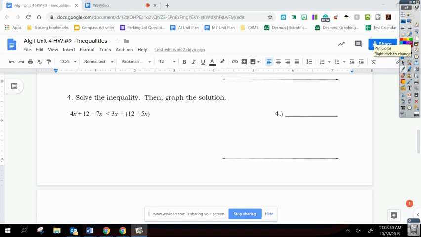Number 4, again, solving and graphing. Left-hand side, we combine my like terms, negative 3x plus 12. Notice that I like the constant at the end.